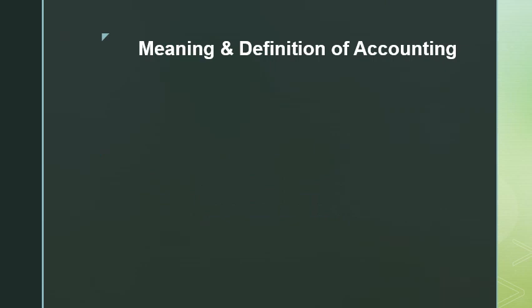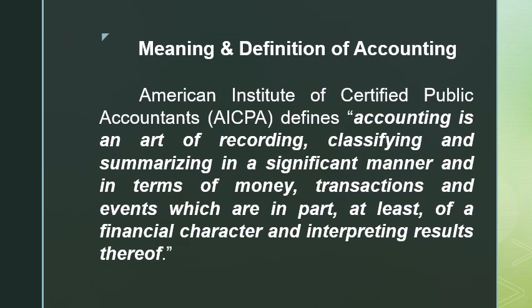See the definition of accounting here. According to the American Institute of Certified Public Accountants, accounting is an art of recording, classifying, and summarizing in a significant manner and in terms of money, transactions, and events which are in part at least of a financial character and interpreting the results thereof. This is the definition provided by AICPA, which is the governing body of accounting practices.